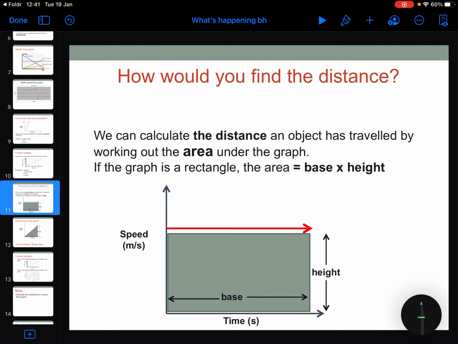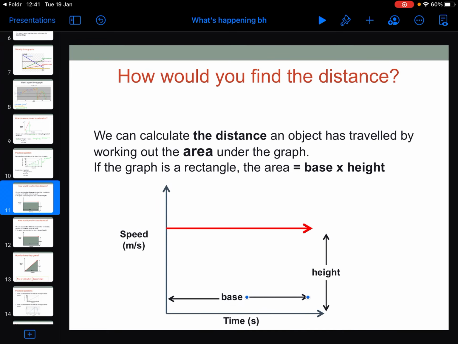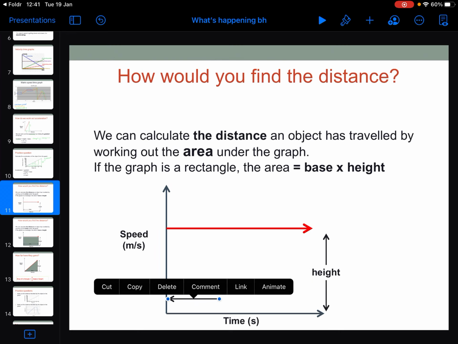So we can calculate the distance an object has travelled by working out the area under the graph. If the graph is a rectangle, the area equals base times height. So by that, let's do this. I'm just deleting stuff so I make it more logical when I explain it.